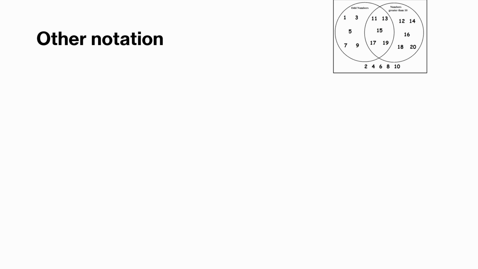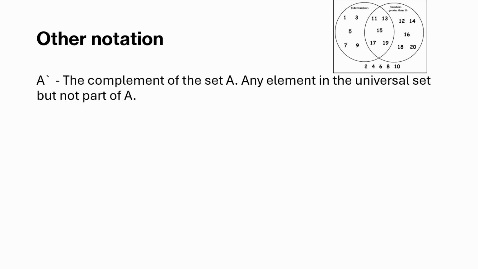Now there are other notations that you need to keep in mind, and these are also used frequently with previous notations, most notably the union and intersection. Sometimes you will be asked to find the complement of two unions, for example. Now the complement of a set, sometimes called A dash, is any element that is in the universal set but is not part of that specific set.